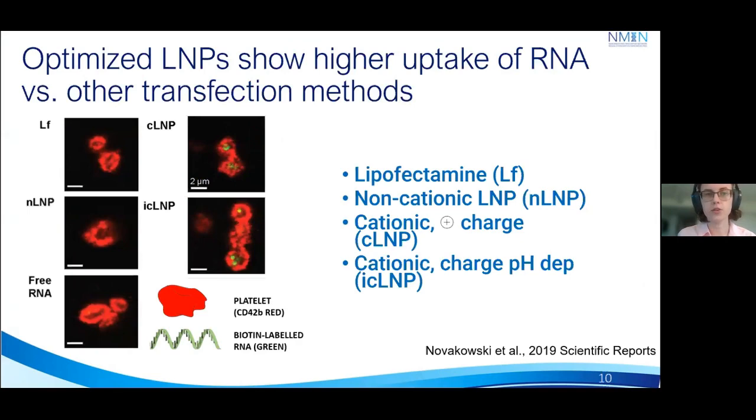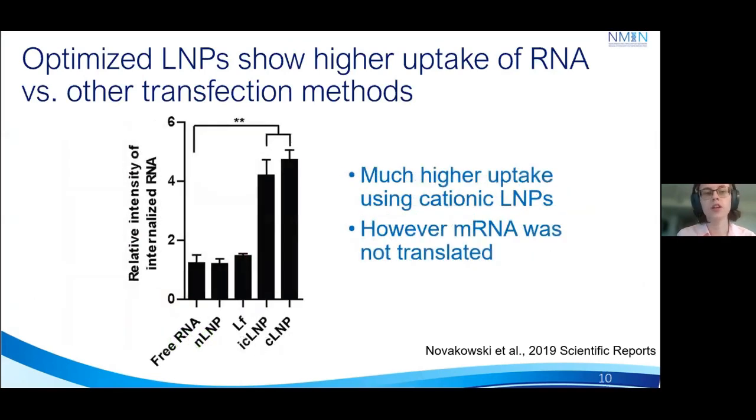To give you a reference for what that actually looks like, this is the relative intensity of these confocal images. You have much higher uptake using cationic LNPs, and that makes sense because of the charge difference between the cationic LNPs and of course the RNA. Upon delivering these RNAs, we did not see translation in the platelets. That's something we're working forward on, trying to optimize the LNP and also the RNA.